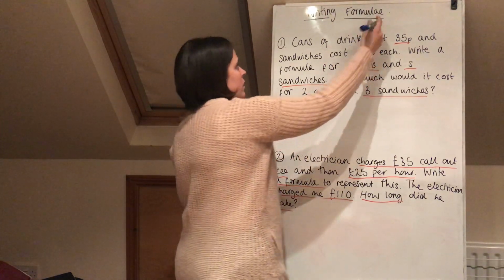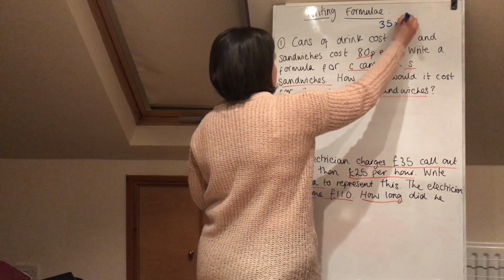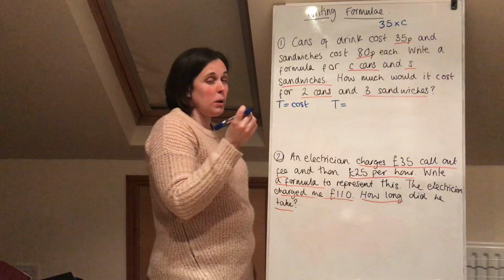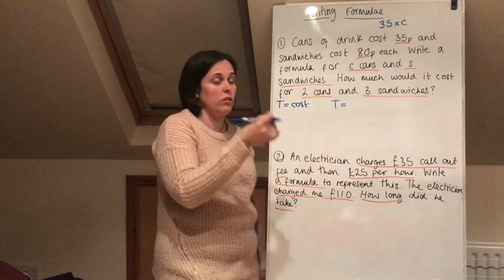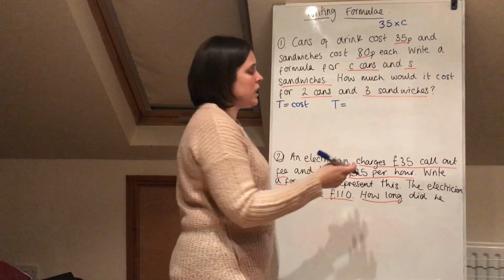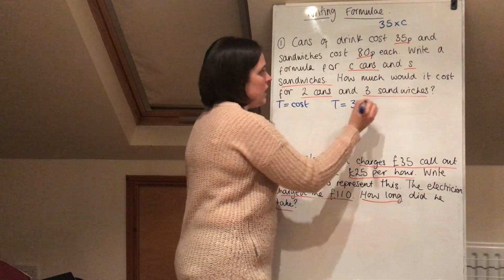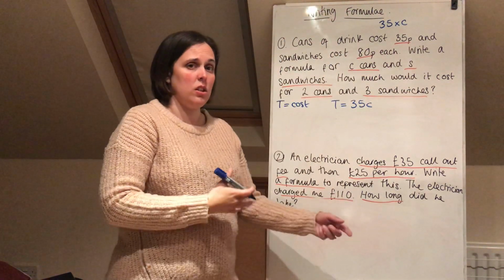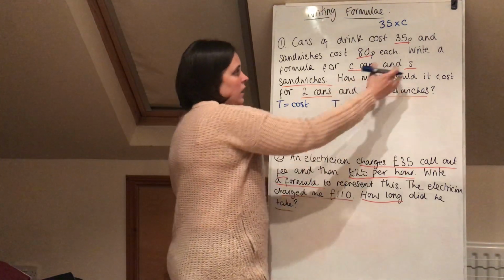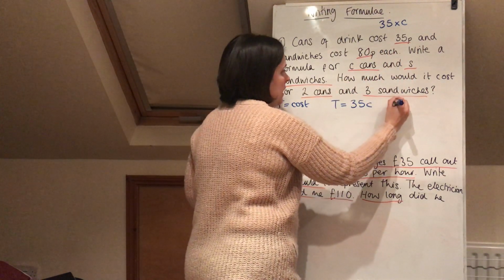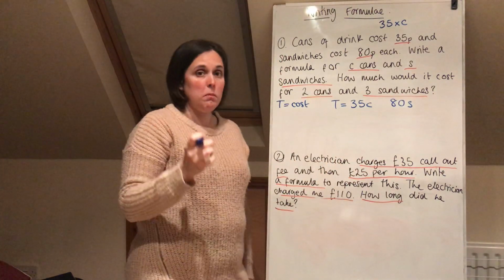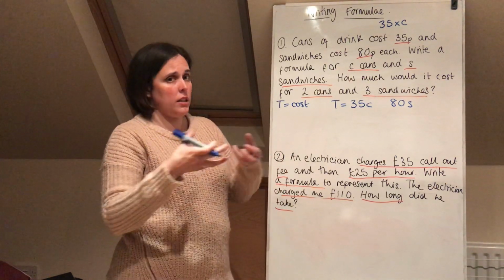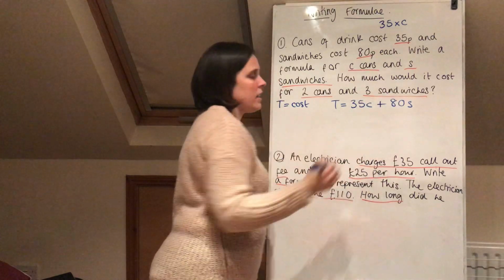So if I've got C cans, I'm just going to take that 35p and I'm going to times it by C. Now we've just got to remember that when we're doing algebra we have conventions where we don't put a multiply sign and we always put the number in front of the letter. So instead of 35 times C, we're going to write 35C. And we'll do the same with the sandwiches. So if I had 5 sandwiches, I'd do 80p times by 5. So here I've got S sandwiches, so I'm going to do 80p times by S. And I don't put the times in, and I put the number in front of the letter. And then what we're going to do with those two, we're going to add them together. So that's it, there's our formula.